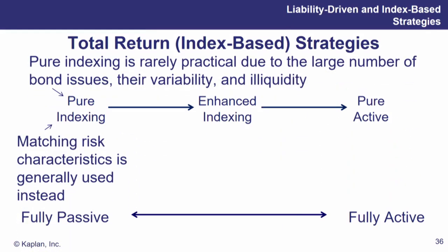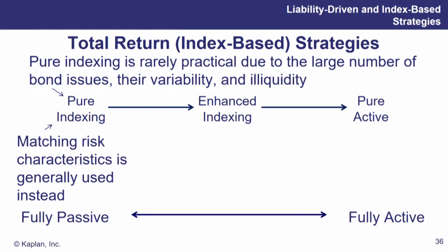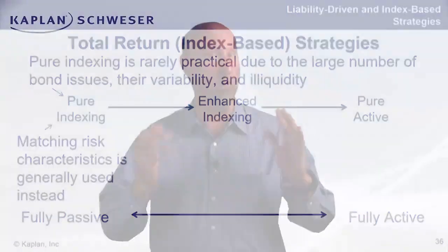Now, you may well have the impression that pure indexing means exactly match everything in the index. And what is the Institute telling you? That's probably not practical. In the bond world, that would almost never happen. So with pure indexing, we've actually got to loosen that up a little bit, due to the lack of liquidity and the sheer number of bond issues that exist. If we're talking about a broadly based bond index, pure indexing is probably completely impossible to implement. Or if you tried to do it, it would be exorbitantly expensive. Some of those bonds just don't trade.